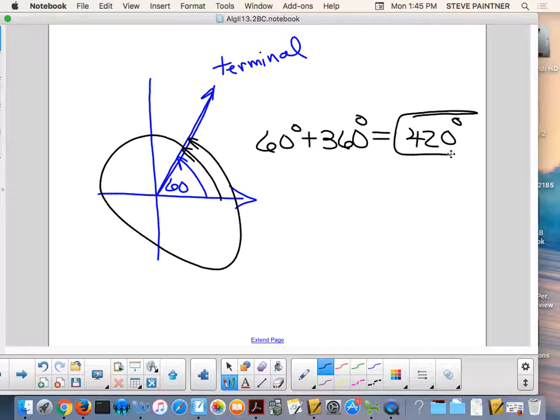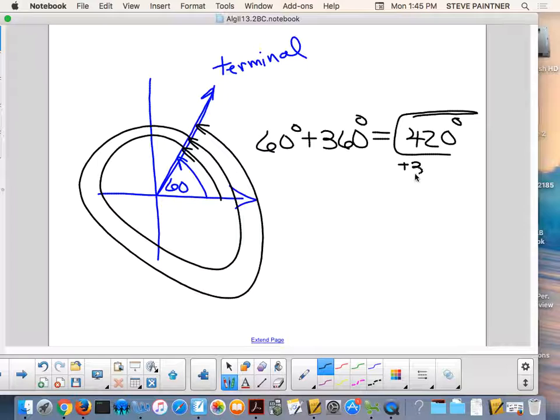Okay, could I add another circle? Could I keep going? Wouldn't that be 780? So a 780, a 420, a 60 are all the same. Does that make sense? Okay. They're all the same. If you drew them over and over, you just get the same spot, same terminal side.